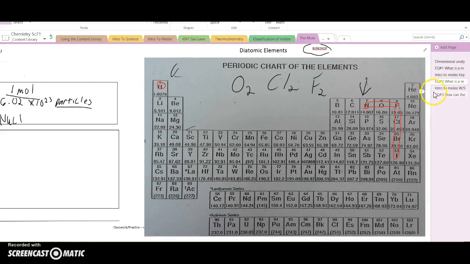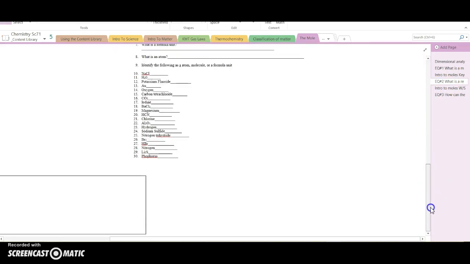So if I scroll down here and take a look at my examples, NaCl: sodium is a metal, so that is a formula unit because it's an ionic compound. Again, we've done this before, just asking, is this ionic or covalent? H2O is a covalent compound, so it's a molecule. Potassium fluoride. Potassium is a metal. Fluoride is a nonmetal, so that is a formula unit because it's an ionic compound. Gold, Au, just one element, so that's an atom.